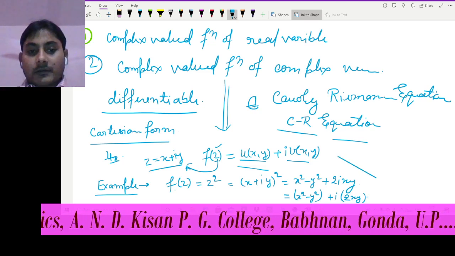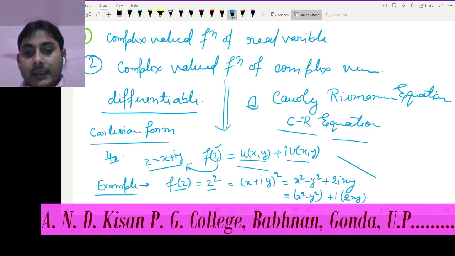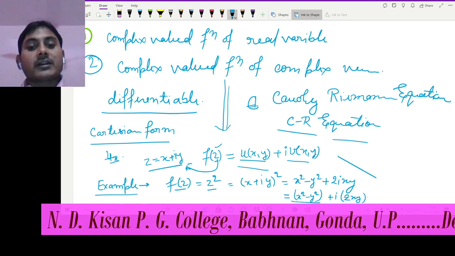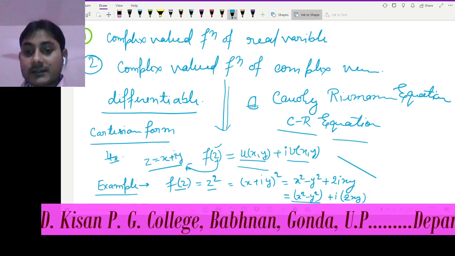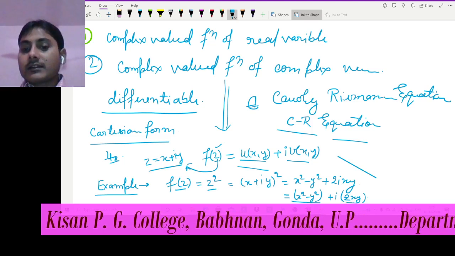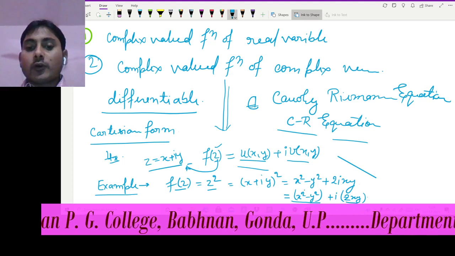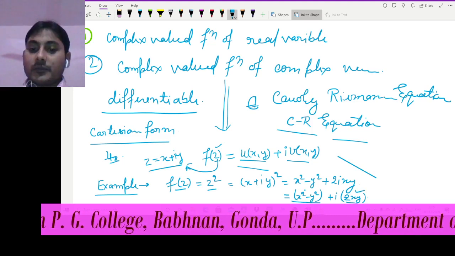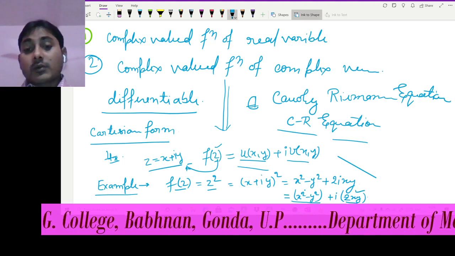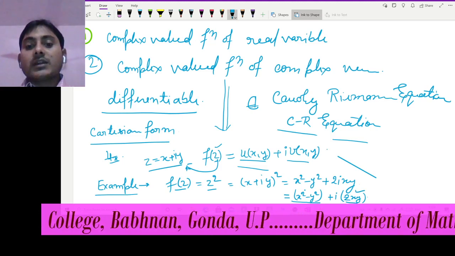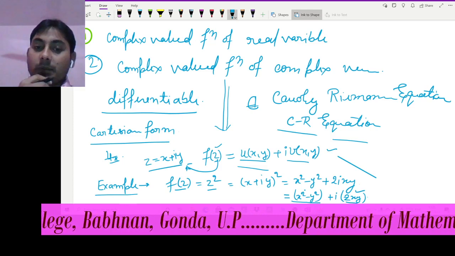We took a particular example and put in the value of z, and we got a function which is a real function in x and y. You will get a real function in x and y, and you get another real function in x and y. So it is your u of x,y and it is your v of x,y. That is why it was important to give the general form of a complex valued function of a complex variable.